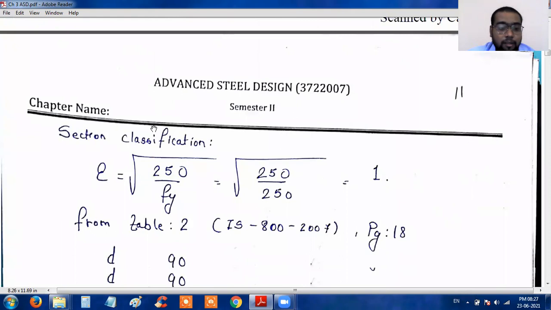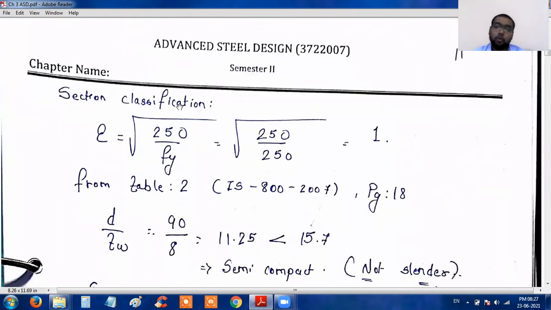Then section classification. We have to identify whether the section is semi-compact, slender, or plastic from the IS 800. To classify the section, epsilon is equal to under root 250 upon Fy. Fy value we assume 250, so that the epsilon is equal to 1 from table 2, IS 800 page number 18. Okay.